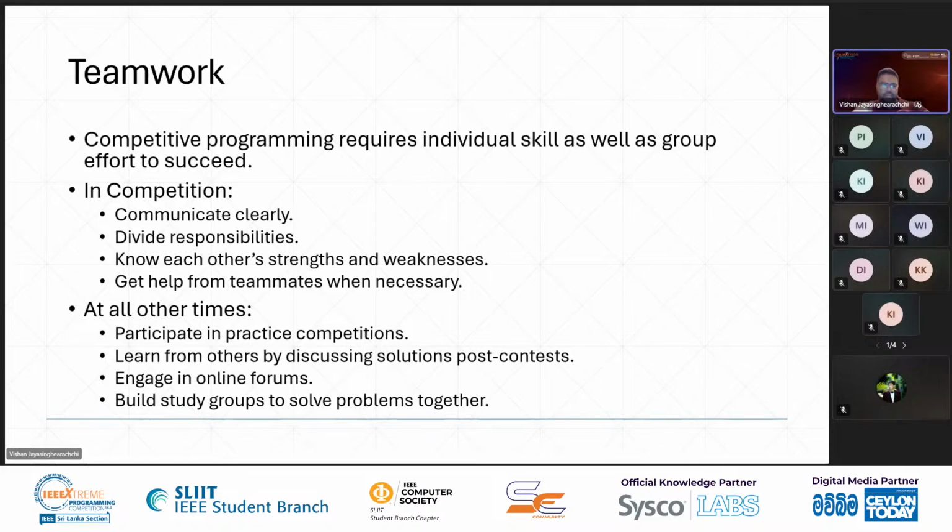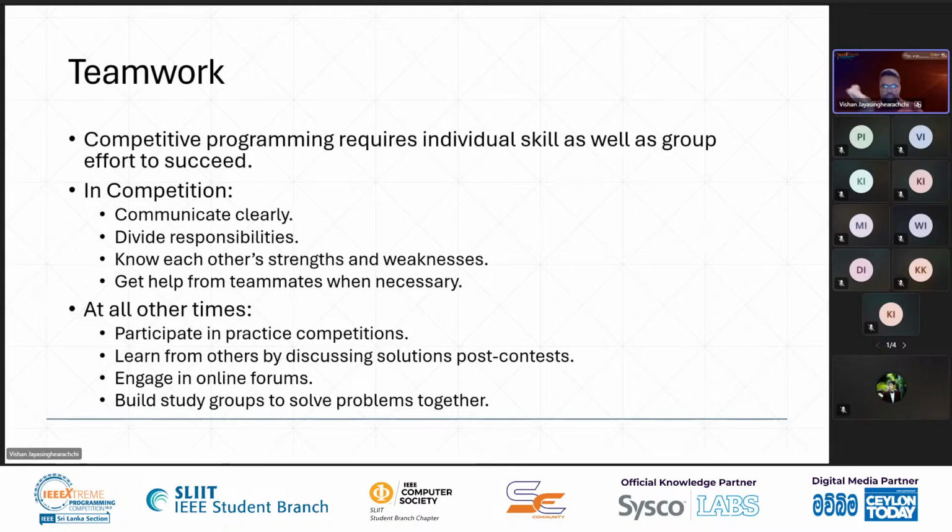And when you're outside a competition, what should you do? Well, we have a list here. Competitive programming is all about practice, right? Yes, you can be a good coder, but how good will you be under pressure? That's what is actually tested in competitive programming. So you should practice coding under pressure to see how good you are, right? So always engage in practice sessions.